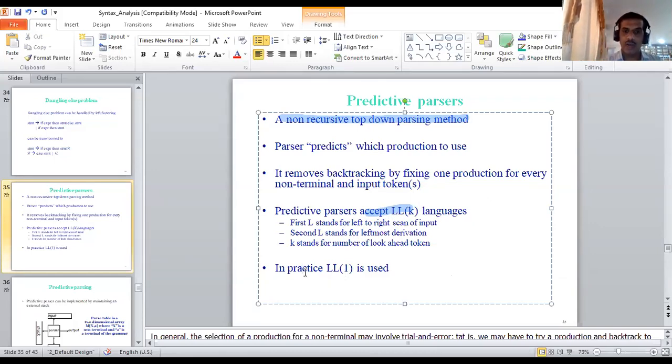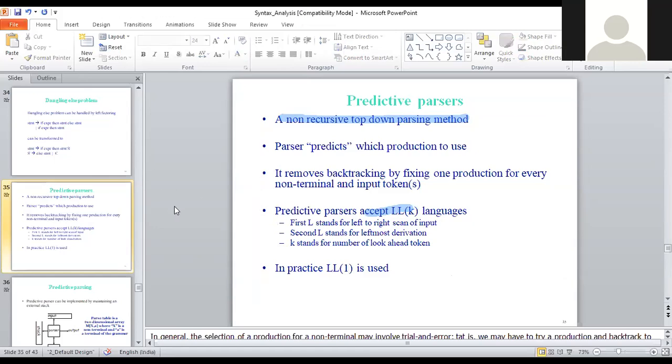What is this LL(1)? L stands for reading the input from left to right, the second L stands for generating the leftmost derivation, and 1 stands for looking ahead one character, which is the next character I'm going to get. Based on that, I'm going to choose the particular production. To do this, we call it recursive predictive parsing with a table.